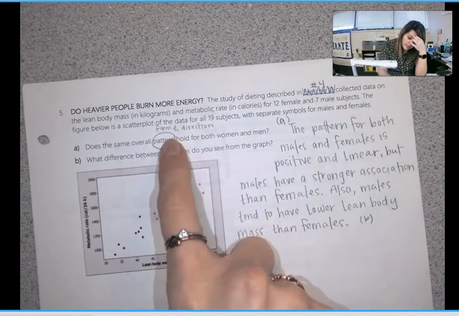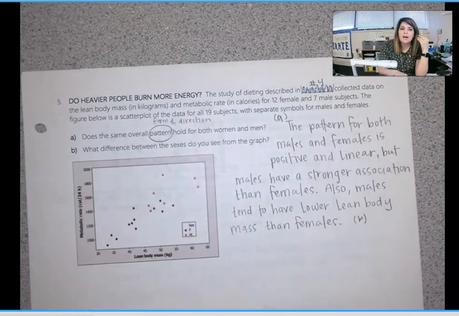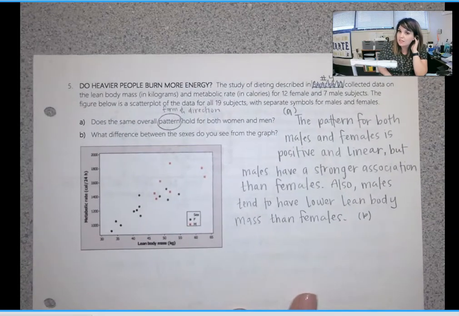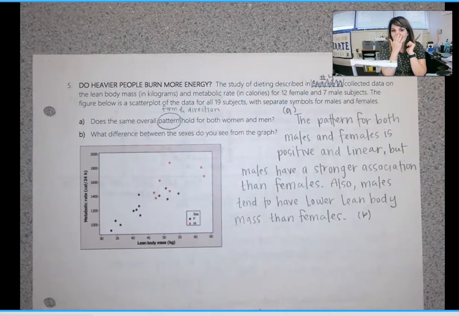When they say, does the same overall pattern exist, I interpreted pattern to be form and direction. So linear, curved, nonlinear, positive, negative. I don't think that it is asking you about strength. I think pattern is asking you about direction and form. So the pattern for both males and females is positive and linear. That is what they have in common.